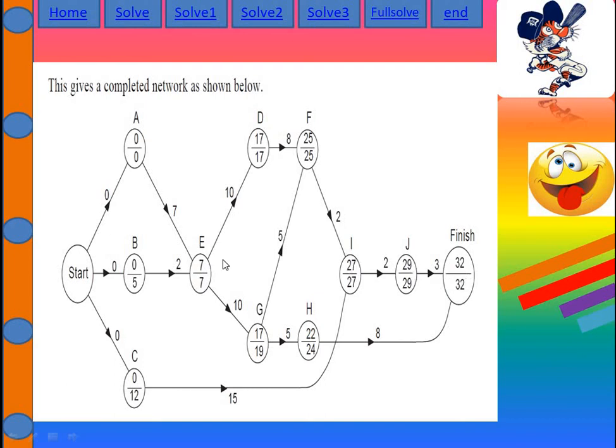And my float is always positive. So the floats are: A is 0, E is 0, D is 0, F is 0, I is 0, J is 0, and finish is also 0. H is 2, positive 2, because in float time there is no negative, it is always positive. And for G it's 2, for B it's 5, and for C it's 12.